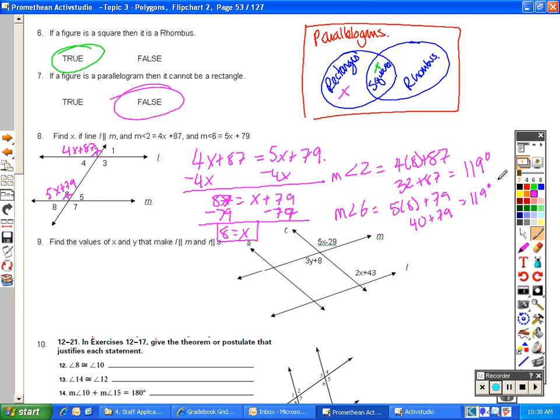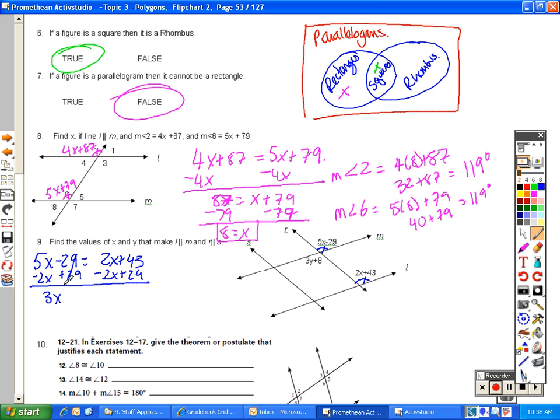All right, number 9, we want to find the values of x and y that make the two lines parallel. If these two lines are parallel, then these angles should be congruent because they are corresponding angles. So 5x minus 29 should equal 2x plus 43. Corresponding angles will be congruent if the lines are parallel. Let's just solve this. I'm going to add 29 to both sides. I'm also going to subtract 2x from both sides. 5x minus 2x is 3x.